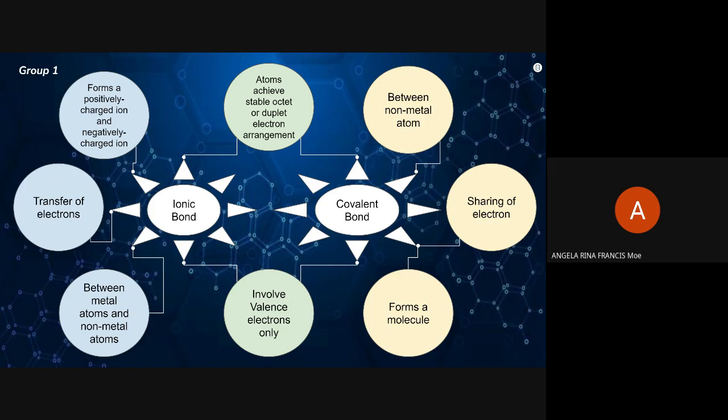Compare and contrast the characteristics of these two bonds. The similarities involve valence electrons only. Atoms achieve stable octet or duplet electron arrangement. The differences: an ionic bond forms a positively charged ion and a negatively charged ion, through transfer of electrons between metal atoms and non-metal atoms. For a covalent bond between non-metal atoms, there is sharing of electrons and it forms a molecule.